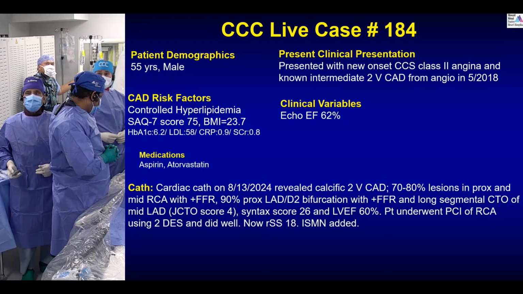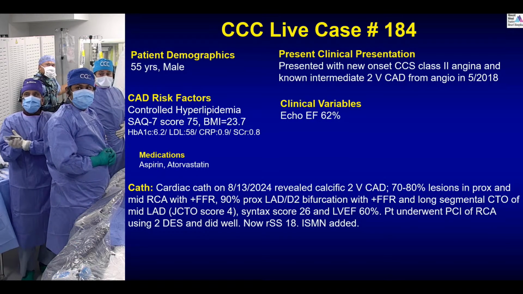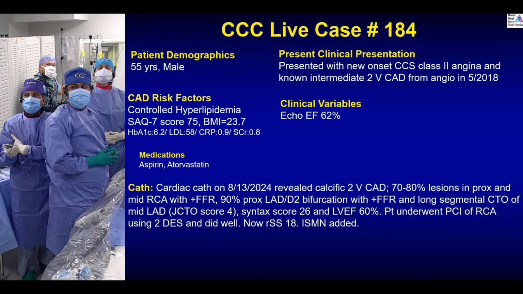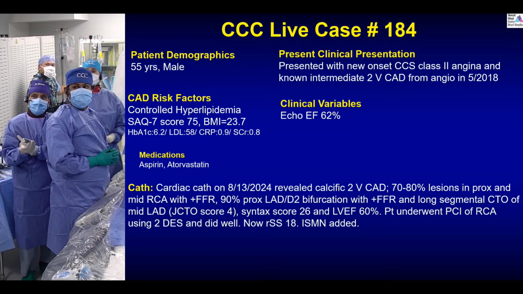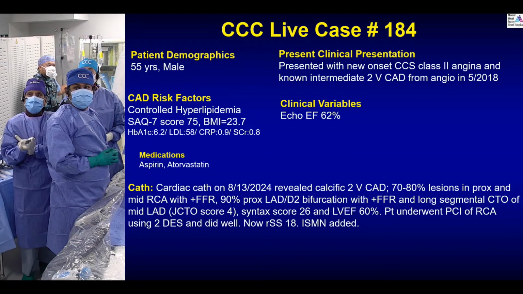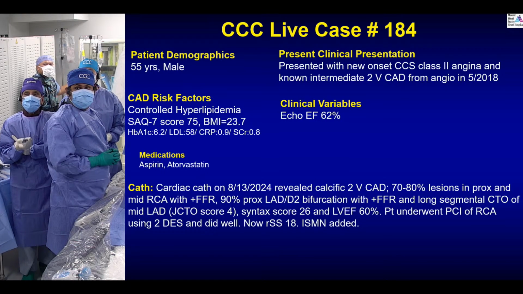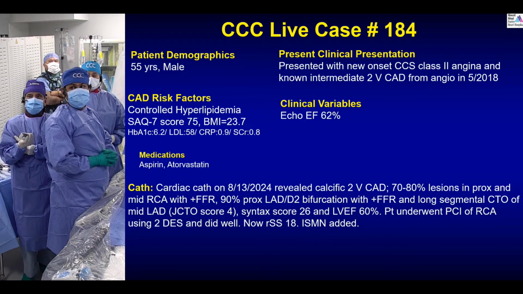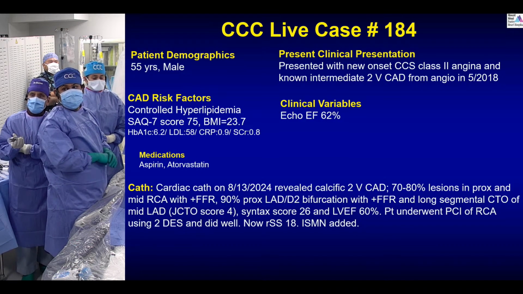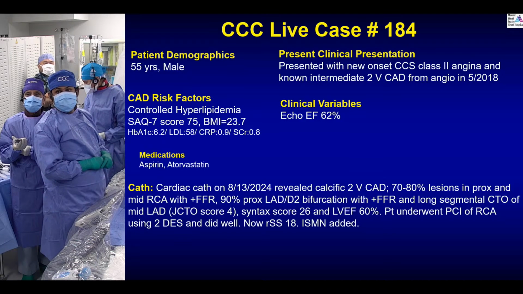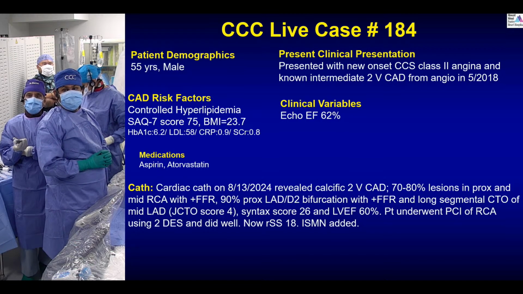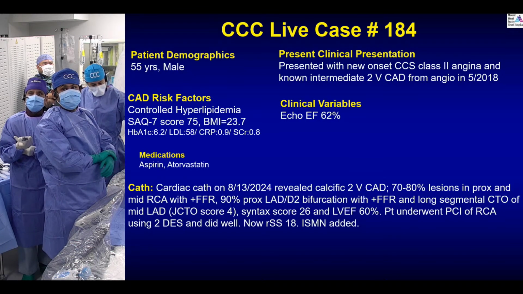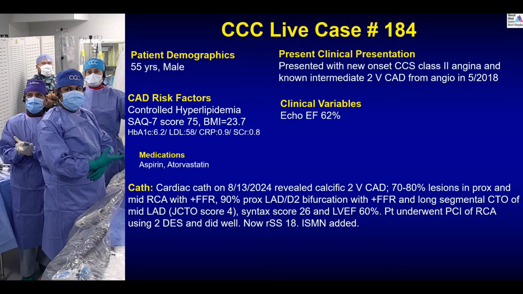Okay, this is a 55-year-old male. I would say that probably one of the healthy patients we are presenting, over 184 cases, who does not have much risk factor, little high lipid, very well controlled, as you can see, on only taking aspirin, atorvastatin. SAQ score 75, good BMI. All the risk factors are very good with LDL of 58, probably should be 55. He had a little bit of elevated A1C, but not on any medication.